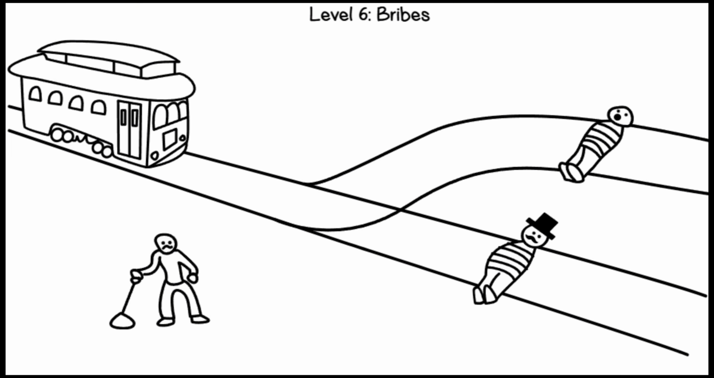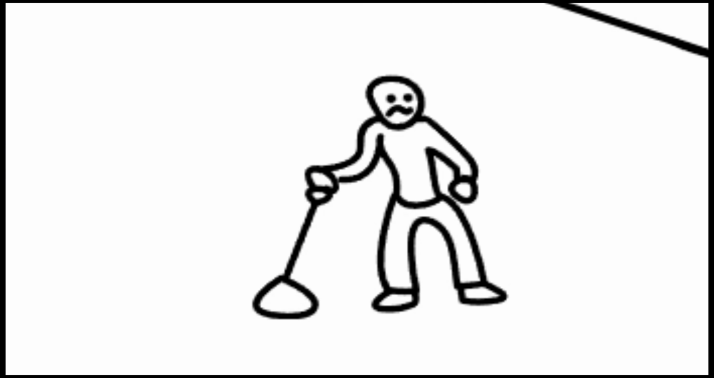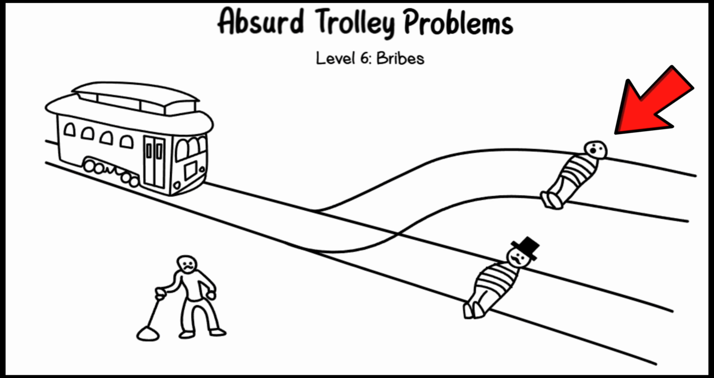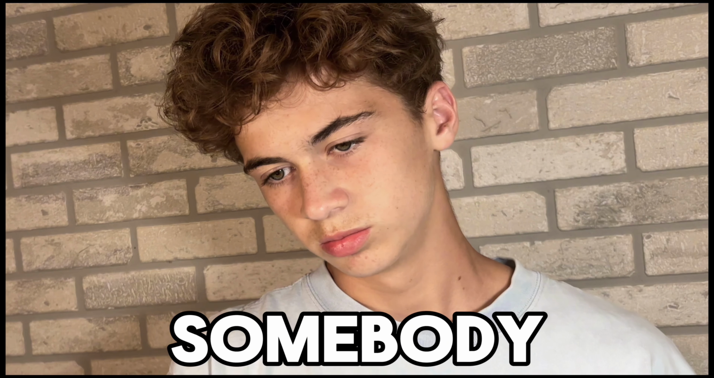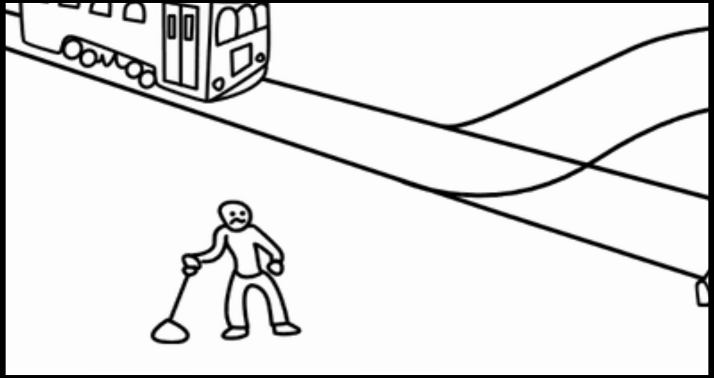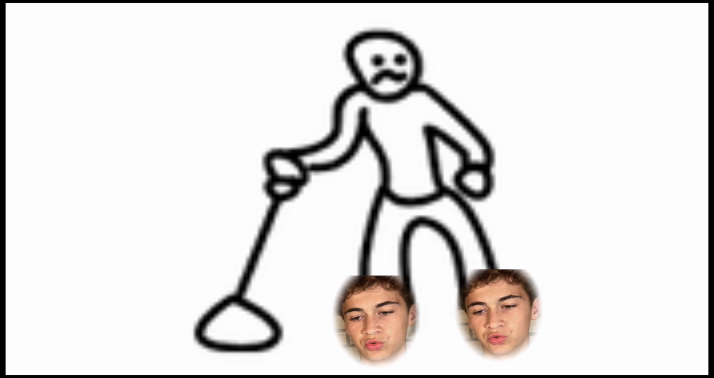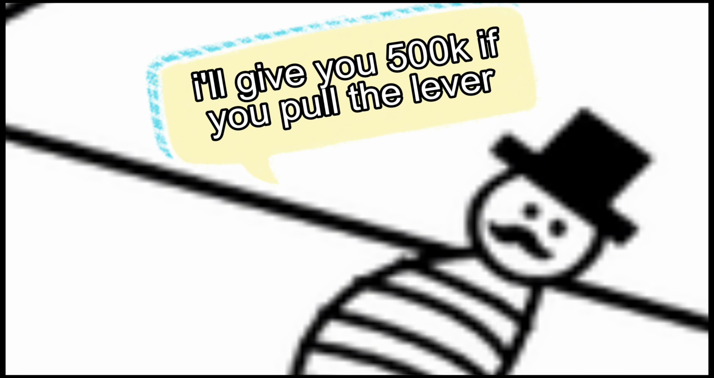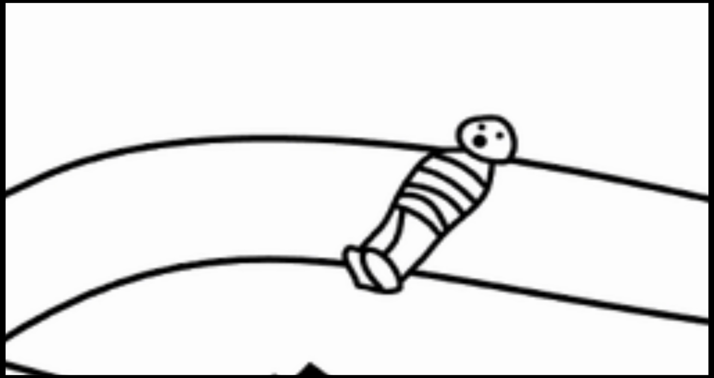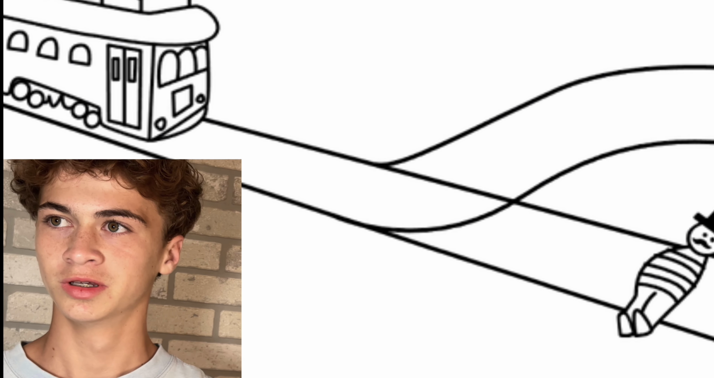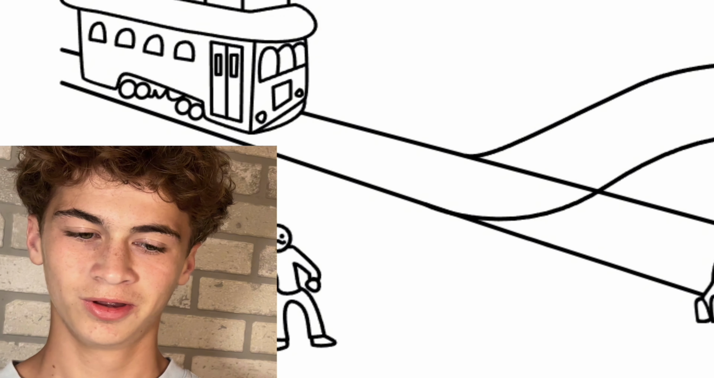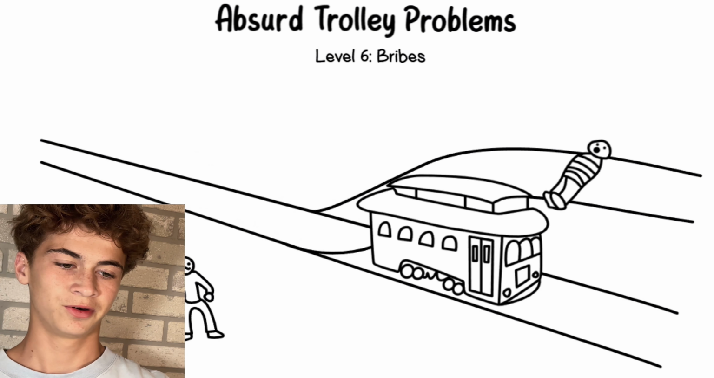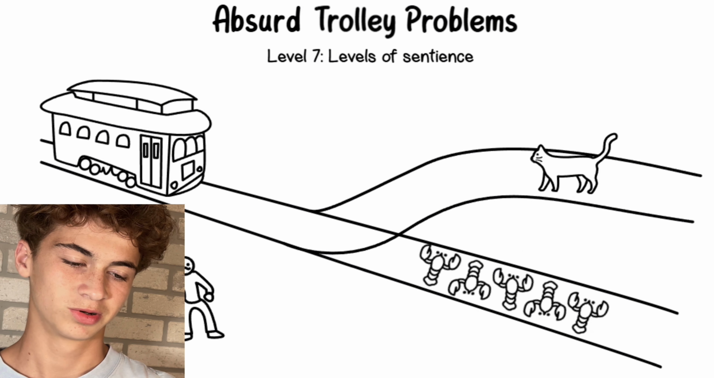The trolley's heading towards a rich man. The rich man offers you 500 grand to pull the lever, which would kill someone else. What do you do? So I get offered 500k to kill somebody else. Alright, I gotta actually put myself in this guy's shoes. So this guy says, I'll give you $500,000 if you pull the lever. Realistically, I probably wouldn't pull the lever, because again, it would just be my fault, you know? I just wouldn't be able to get myself to do it. I would probably do nothing.